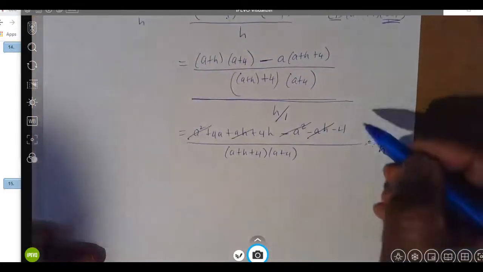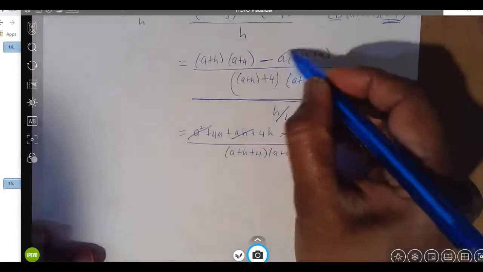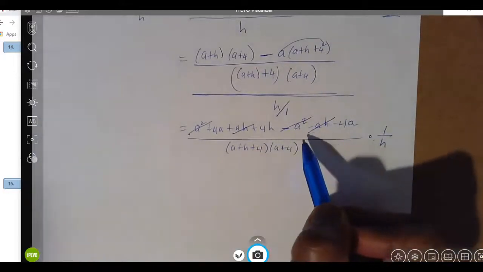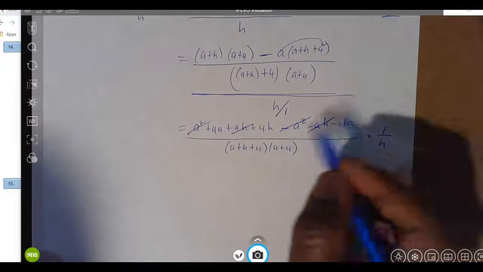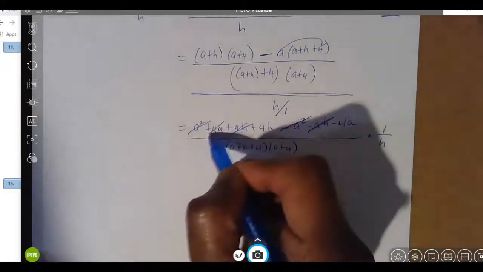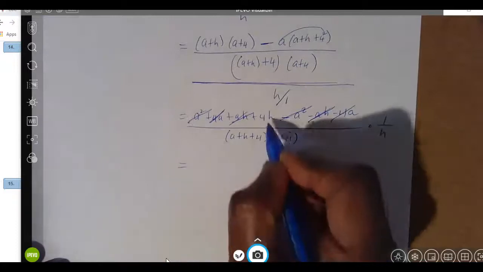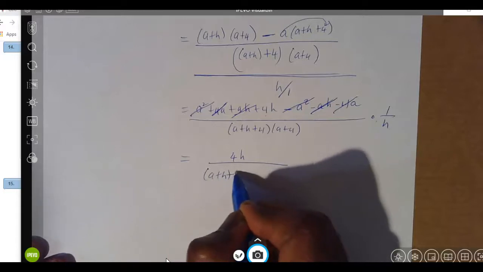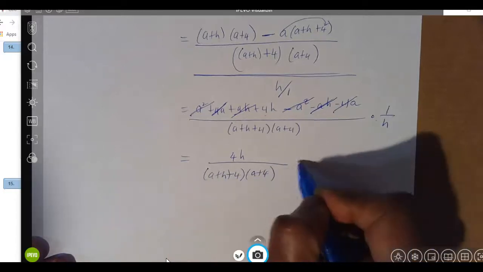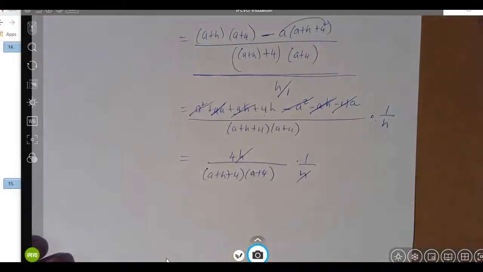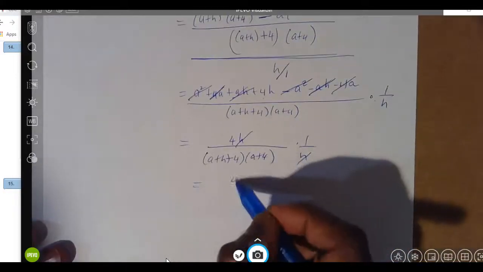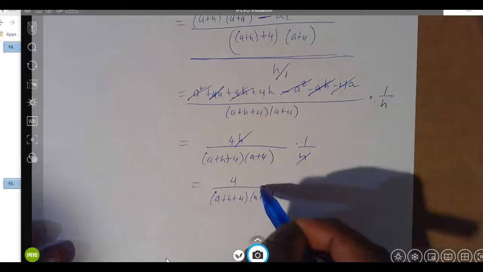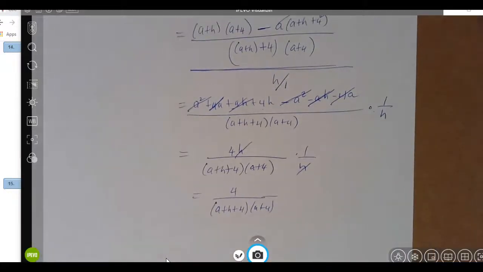Okay. Also, I found that there's a little typo here. When I distribute the a, I forgot to put the negative 4a. So when we do some subtraction here, the a squared and minus a squared cancel out. ah minus ah is 0. 4a and negative 4a is 0. So you just have a 4h on the top, and then on the bottom you have this common denominator and this 1 over h. So this h cancels out as well because this is all multiplied, and you finally get the difference quotient.